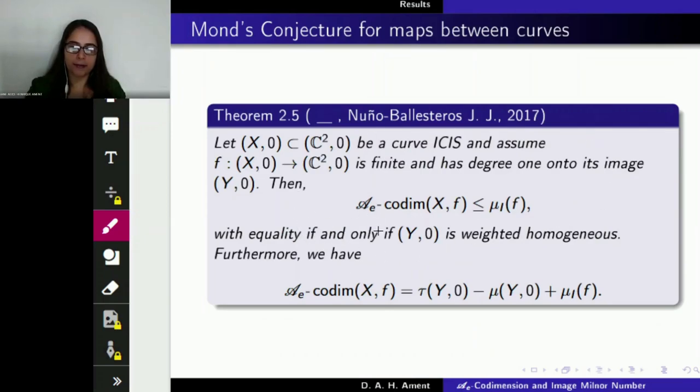We have this inequality for maps between curves. Let X in C^2 be a curve singularity and assume F from X to C^2 is finite and has degree 1 onto its image Y. Then the A_e-codimension of (X, F) is less than or equal to the image Milnor number, with equality if and only if Y is weighted homogeneous. Furthermore, the A_e-codimension of (X, F) is equal to the Tjurina number of Y less the Milnor number of Y plus the image Milnor number.